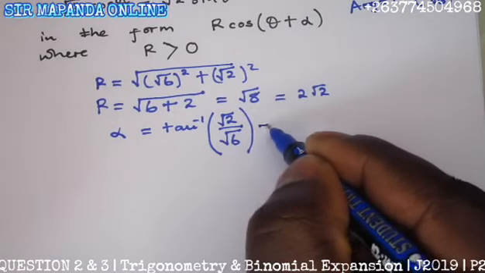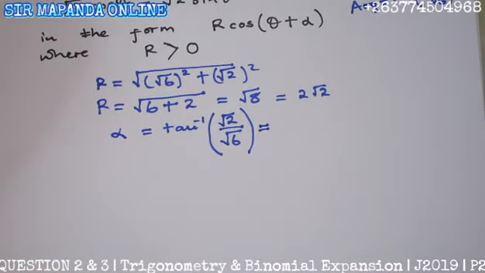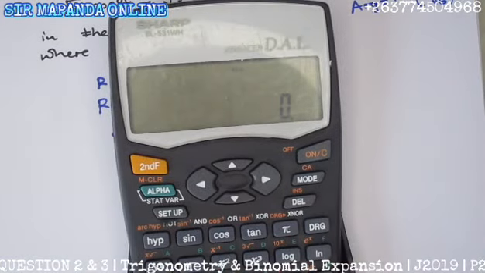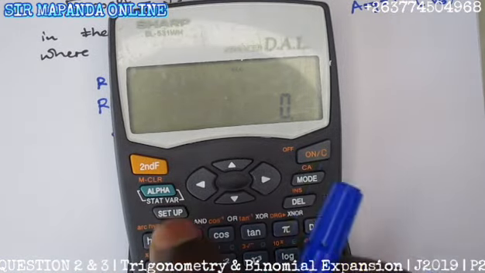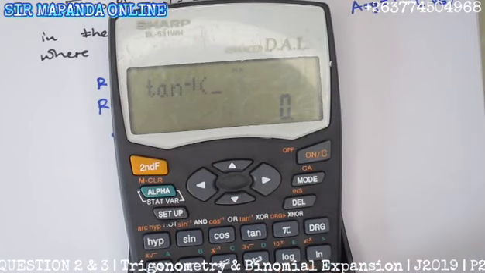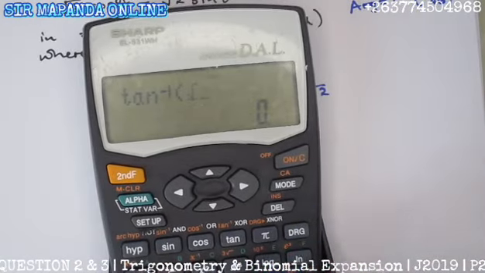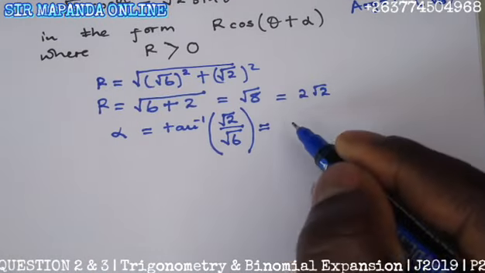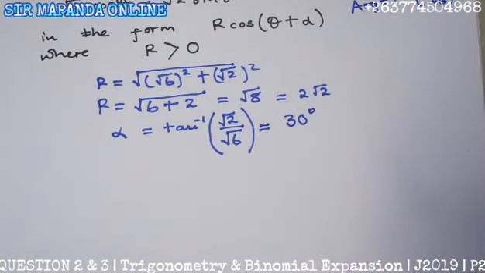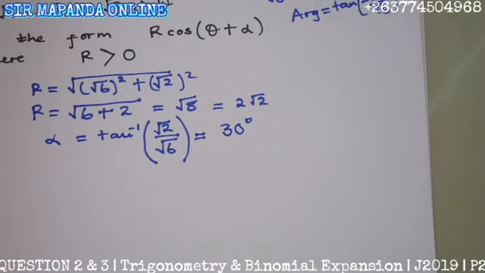Right. So, since the limits of alpha lie between 0 to 90 degrees, it means that your calculator must be in degree mode. So you make sure that your calculator is in DEG mode, right? Then second function, arctan, open bracket, root 2 divided by root 6. Then you get 30 degrees. So it means alpha is representing 30 degrees, of which 30 degrees lies between 0 and 90 degrees. I hope you are following, class.